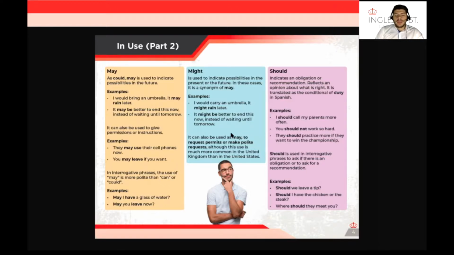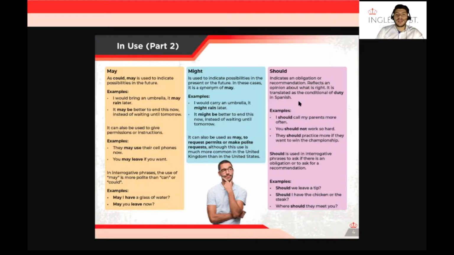Okay, and then we continue with should. Should is a little bit different. So let's read the definition. Indicates an obligation or recommendation. Reflects an opinion about what is right. It is translated as the conditional of duty in Spanish. This last part is saying that in Spanish the translation of should is deber. Okay, that's what it means.